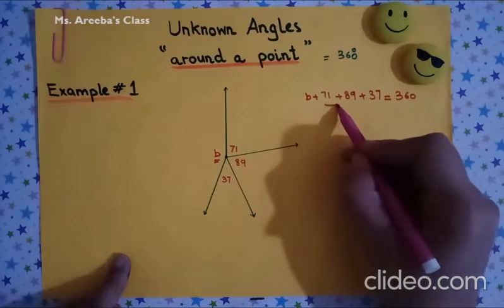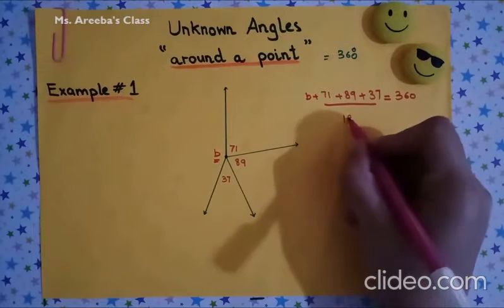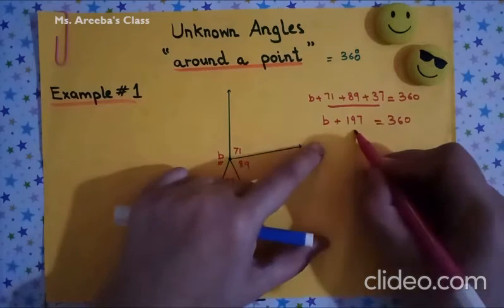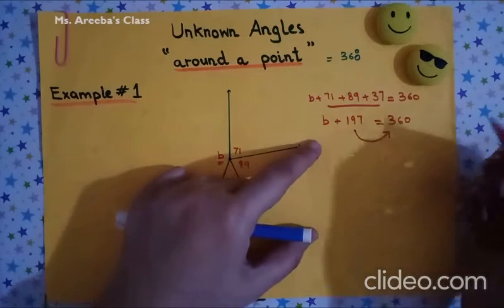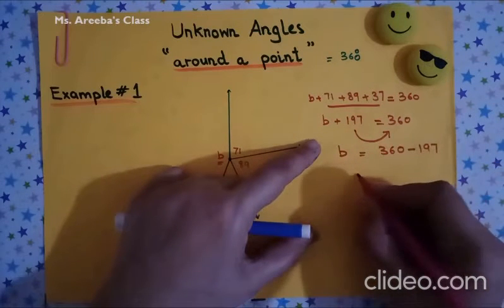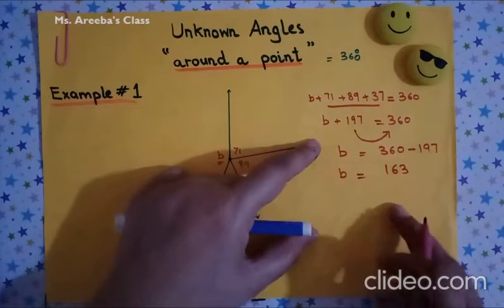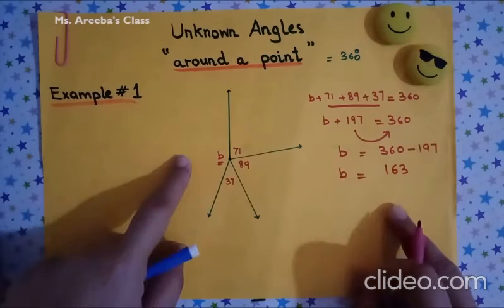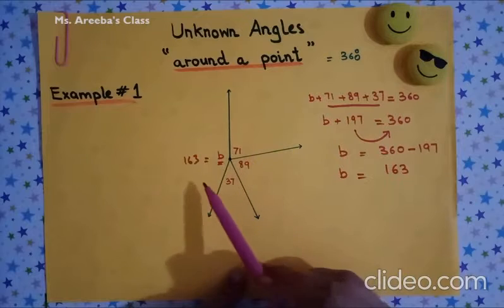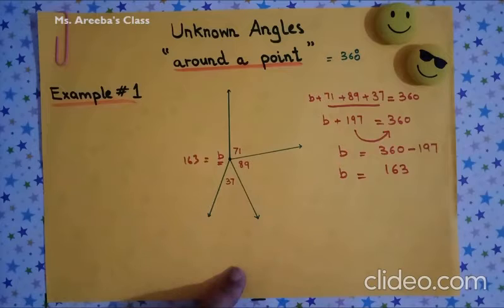Now I will add up all these constant values, which equals 197. So B plus 197 is equal to 360. Now you have to move this 197 to the other side. B is equal to 360 minus 197, which is 163. So the value of this unknown angle is 163, and if you want to check your answer, you may add 71, 89, 37 and 163. That will be equal to 360 degrees.